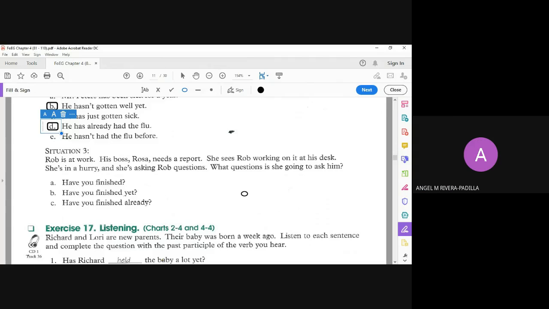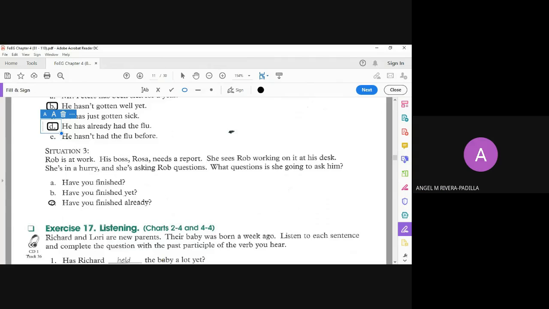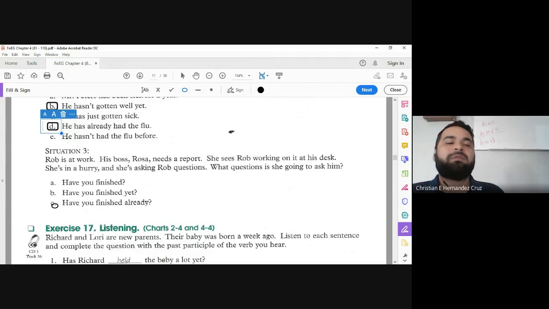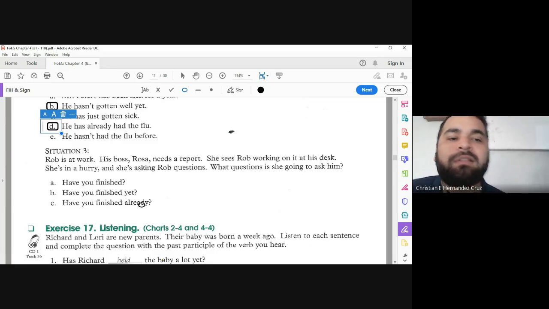I think C. Okay, or A. Let's take a look at C. Have you finished already? In Spanish it would be, ¿ya tú terminaste? But I don't think it's this one because of the sentence here. She sees Rob working on it at his desk. Thinking about it in Spanish, ¿ya tú terminaste? It would imply like when you find someone and they're not doing what you expect them to be doing. So since he is working, I don't think this one fits.